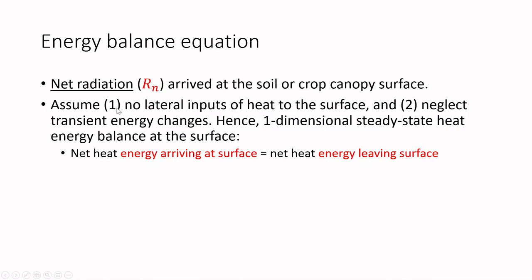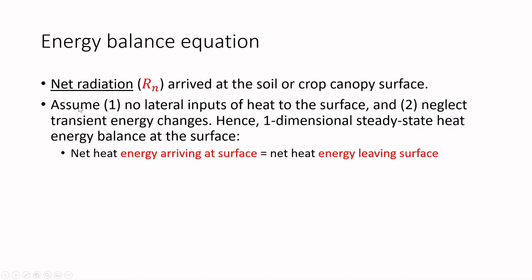To derive that equation, we must make two assumptions. The first assumption is number one, no lateral input of heat to the soil. It means the global solar radiation coming in, RS, and a portion of it will be absorbed by the soil, which is called net radiation, RN. So when the heat is coming in, there's only RN, and there's no source coming in from the side, from the atmosphere side or the soil side. No lateral movement, only vertical, so only top down or bottom up.